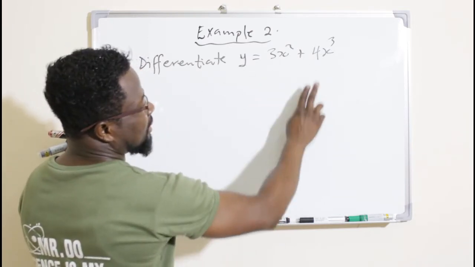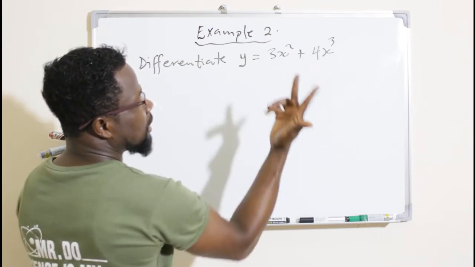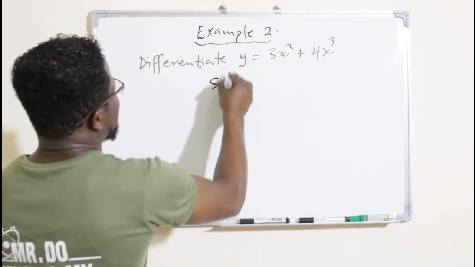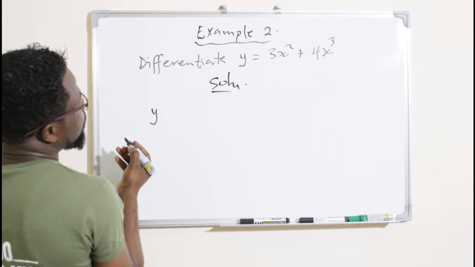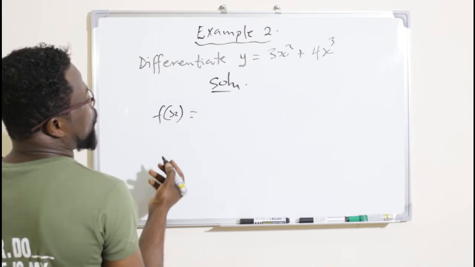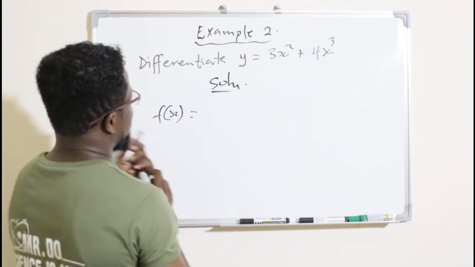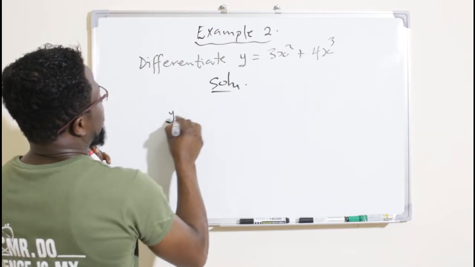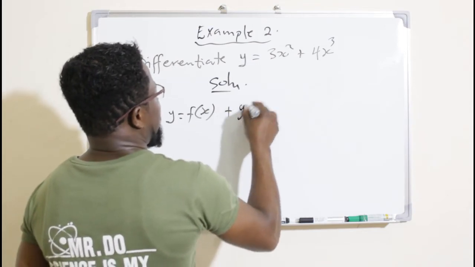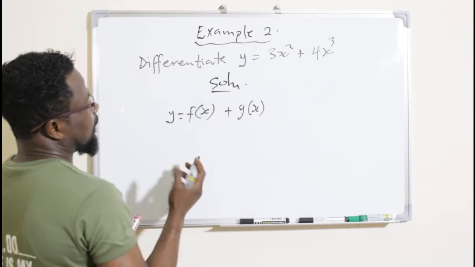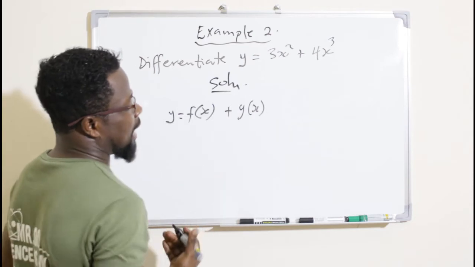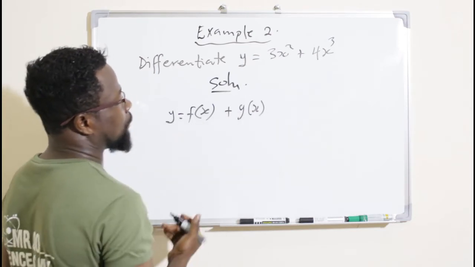We can either have a sum, which is the addition sign, or a subtraction. Whichever one we have, we can still make use of that. So let's look at it this way: y is f of x plus g of x. This is a function and this is a function, and I'm trying to find the derivatives of the two functions so that I can add them together after finding the derivative of each of them.